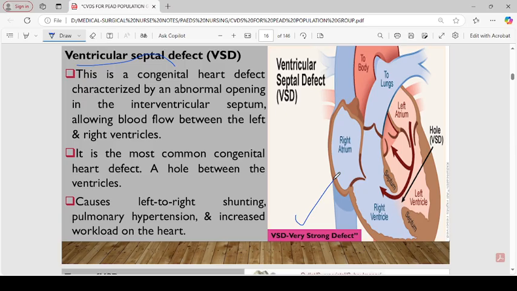This congenital defect is characterized by an abnormal opening in the interventricular septum. This allows blood flow between the left and right ventricles. It is the most common congenital disorder. That is what you need to know. Here there will be a hole between the ventricles. Notice on our diagram, there is a hole between the ventricles. Since we have more pressure on the left than the right, blood is going to flow from the left ventricle to the right ventricle. Remember, oxygenation had already taken place, so it might not cause cyanosis as such.